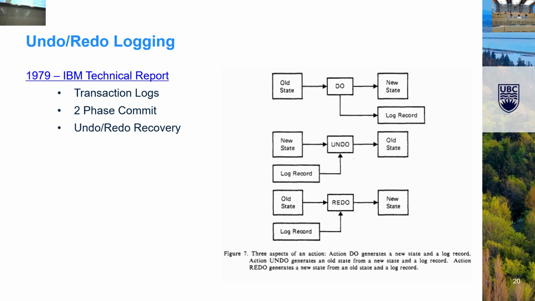It introduces the idea of transaction logs, two-phase commit, and undo, redo, recovery. And this is literally the undo, redo picture. And it's like, wow, this is just great. You put a log record in when you actually do the operation, and then you run to the new state, and now you got that log record. Or you undo, you got the log record, and you go back to the old state from the new state. It really captures, in essence, what this logging system is doing.